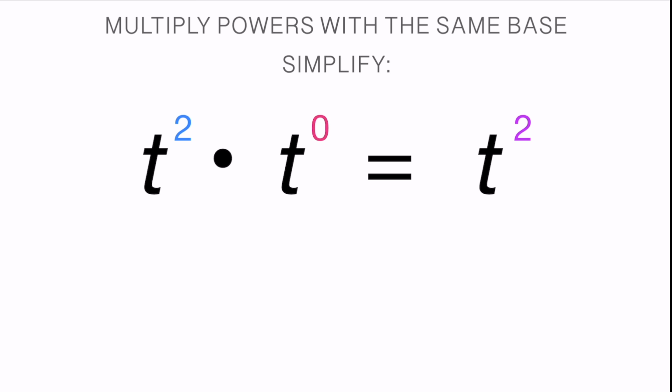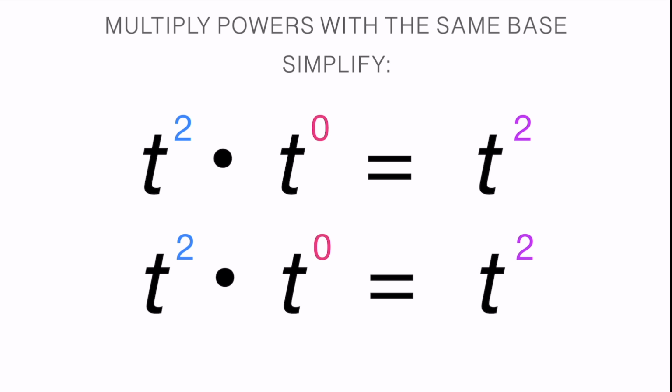One way to check this is by using what we know about powers of 0. Anything raised to the 0th power is 1, so t to the power of 0 is the same as 1. If you multiply t squared by 1, you get t squared.